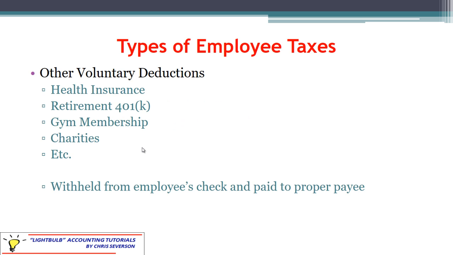Some other employee deductions, I'm loosely using the word taxes here. They're basically withholdings. These are voluntary type deductions. They're not really a tax to any agency, any government. These are things like your health insurance, your retirement, your gym membership, charities. These are things that you request that your employer withhold on your behalf, and they pay to that particular entity, whatever that company is. So the key thing, the reason they're in this module, is that they are a withholding. They're paid to the proper payee, and they're not paid to you, so you don't have to worry about cutting a check to that other entity.